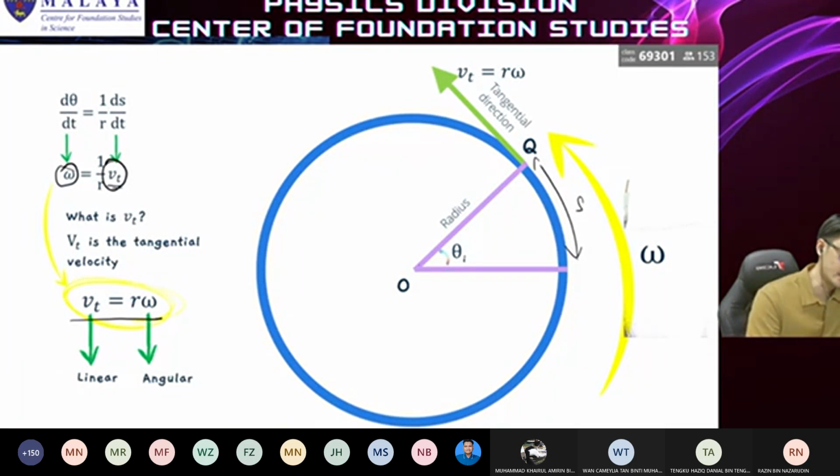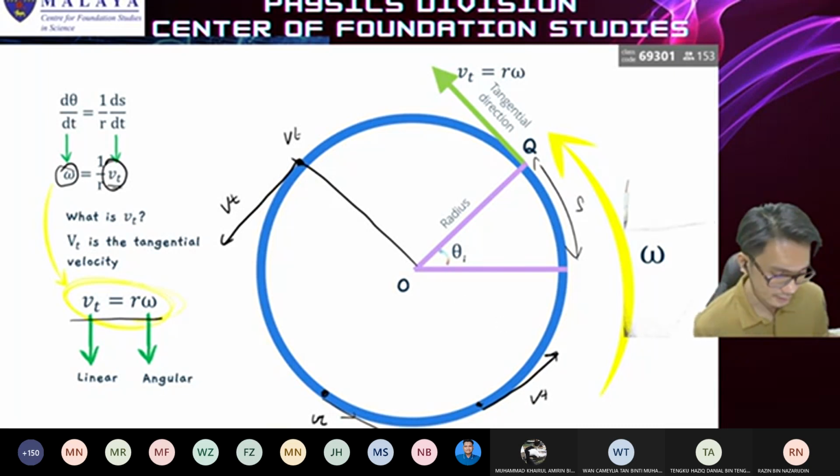So kalau katakanlah dia bergerak dekat sini. So dia punya velocity tangential dia adalah yang tangent to the bulatan. So this is the Vt. Okay. And then katakan point dia dekat sini. Jadi Vt dia ke sana. So this is the Vt. And again lah, dia tangent to the bulatan. So here is the Vt.